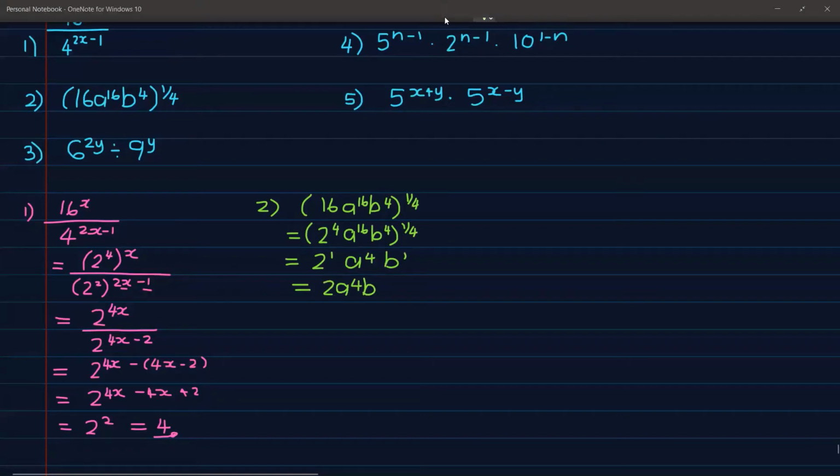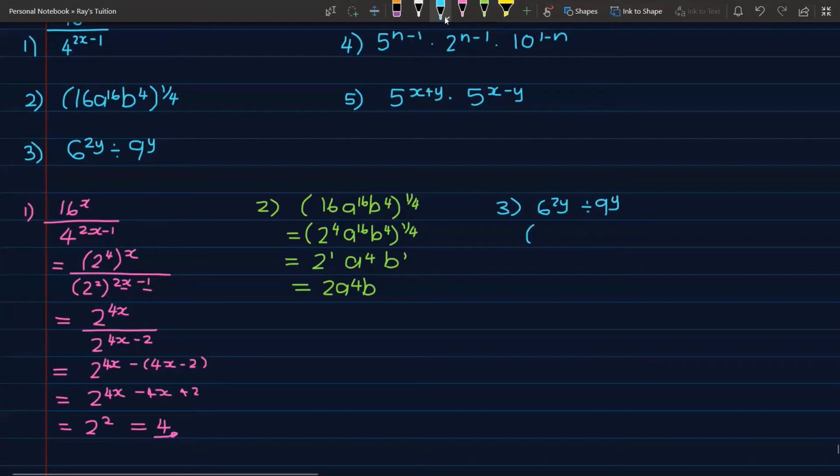Let us attempt the next one. So the next one, we have 6 to the power of 2y divided by 9 to the power of y. So first of all, we're doing the prime bases again. 6 as a prime base is 2 times 3 to the power of 2y, divided by 9 as a prime base, which is 3 squared to the power of y. So now we're going to distribute that to both terms in the bracket. So we're going to have 2 to the power of 2y times 3 to the power of 2y divided by 3 to the power of 2y.